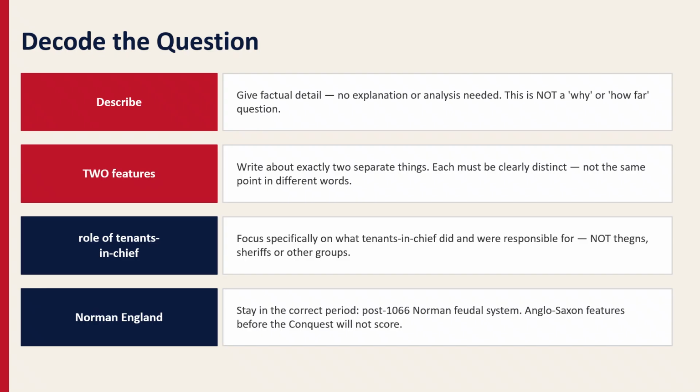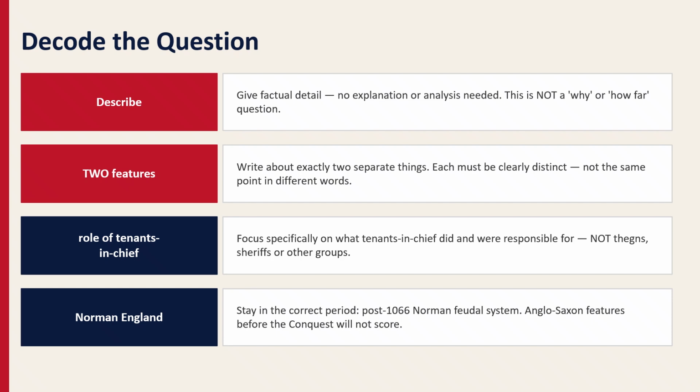Now, before you even lift your pen, you must first decode the question, that is where top grade students separate themselves from the pack. Describe. This is your signal that the examiners don't want analysis, causes, consequence, or significance. They want facts. Clear, accurate, well-chosen factual statements. That's it. 2 features. This means exactly 2, not 1 detailed paragraph, nor 4 scattered ideas. 2 features, each treated properly in its own mini paragraph.